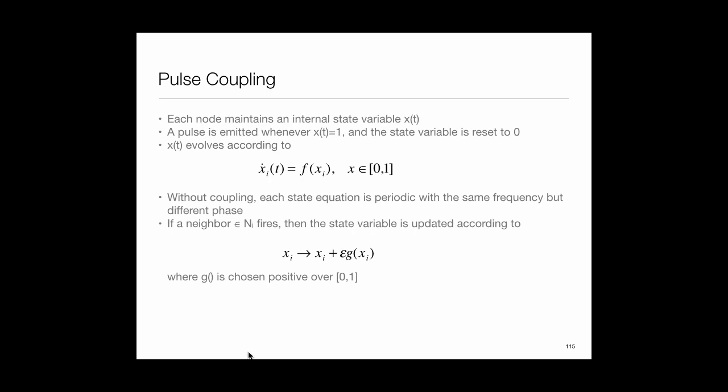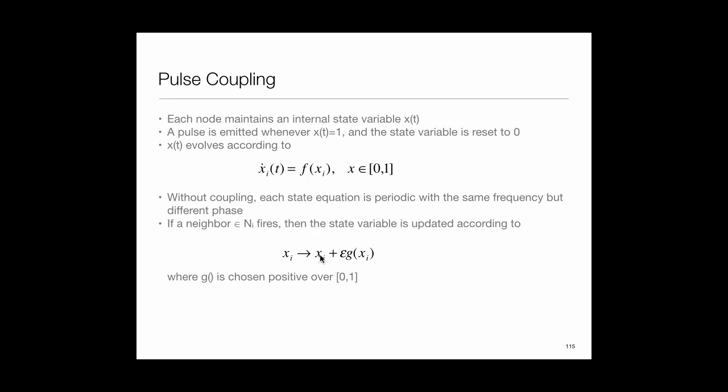Mathematically, each node maintains an internal state x of t. A pulse is emitted whenever x of t equals 1. Whenever x of t reaches 1, it is reset back to 0. So that's the reset function, and otherwise, in the free running mode, at each node x_i of t is increasing according to some particular function. That's the oscillation function. Without coupling, each node would be periodic with the same frequency but not synchronized, because f is the same at every node. So each node, free running, will have some frequency, but they will be misaligned.